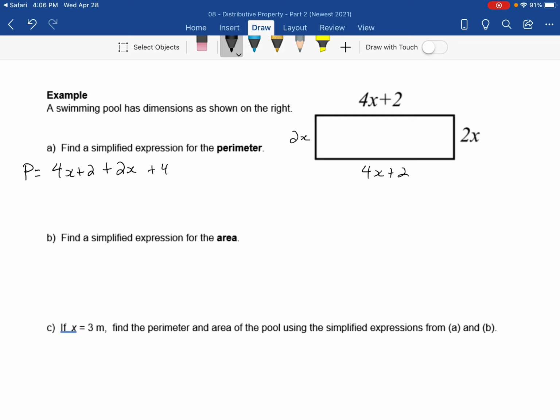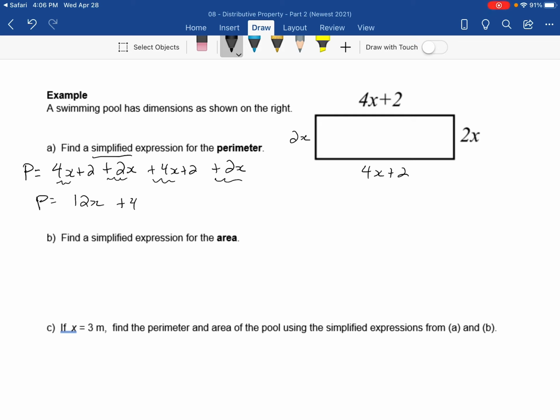So I got to do another 4x plus 2 and another 2x for those other two sides. But it said find a simplified expression. So I'm going to gather up like terms here, 4x and 2x and another 4x and another 2x. Put those all together, I get 12x, and then 2 and 2 is 4.